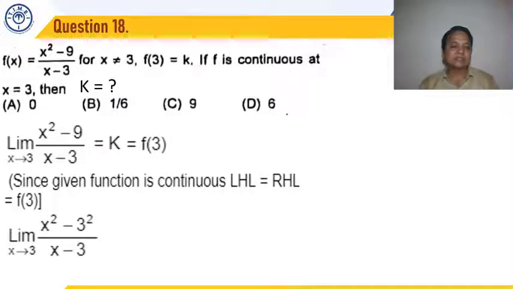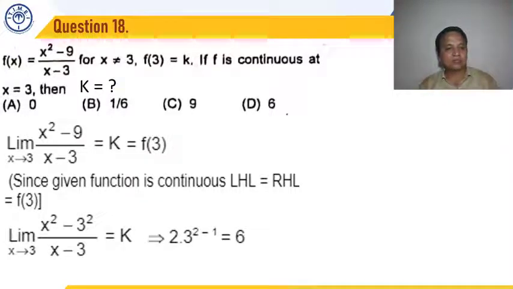A basic assumption which we take because the function is given as a continuous function. Now x square minus 9 is 3 square, upon x minus 3, x tending to 3. If we use the standard result, its value comes out to be k. This value is 2 into 3 to the power 2 minus 1. In the standard result formula, a is 3, n is 2, so it's n a to the power n minus 1. This comes out to be 6. So we can safely say the value of k comes out to be 6 for the function to be continuous.